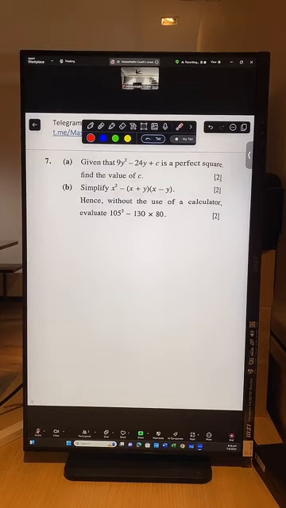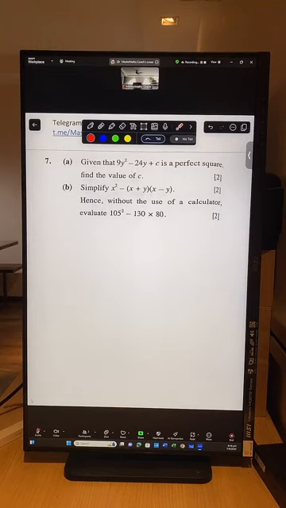Okay, so this is a special challenge for those of you who are still here. The rest of them maybe are eating their dinner already, or going to sleep, or playing games. I don't know. Why without a calculator? I thought secondary school can use calculator.